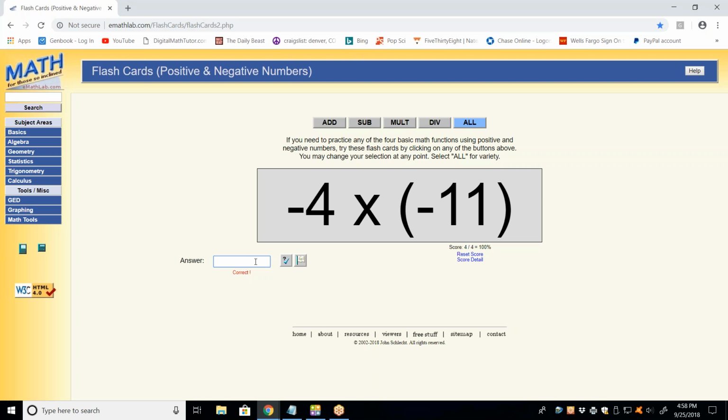A positive. Correct. Okay, good. So we got that out of the way. Now what's the number? What's 4 times 11? Oh, 4 times 11 is 44. Okay, so it's positive 44. So it's positive, I don't need to write it. I just need to write 44. Okay, give me the sign first. Positive. What's the number?